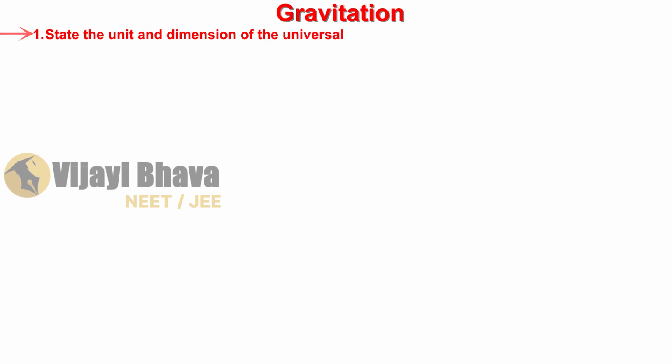The following are the very short answers from the chapter Gravitation, and these questions are completely based on the textbook. Here we start with the first question. State the unit and dimension of the universal gravitation constant. From Newton's universal gravitational law, the force of attraction between any two bodies in this universe is given by F is equal to G m1 m2 by d square, where G is the universal gravitational constant. Its units are Newton meter square per kg square.